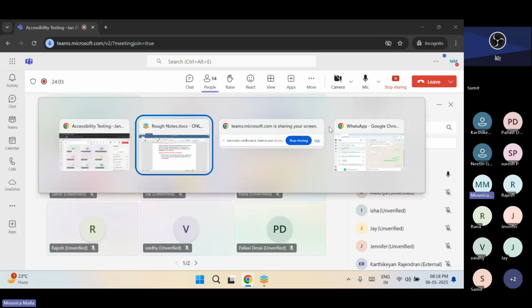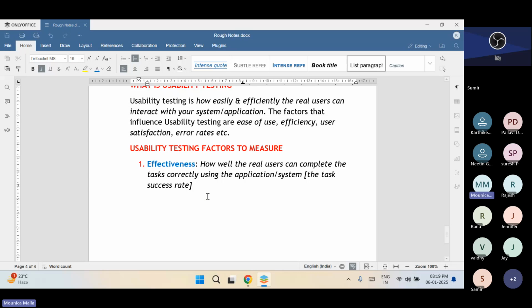Okay, guys, I'll continue. Yeah, so talking about effectiveness, the definition is how well a real user can complete the task correctly, right? Now, this definition is very easy, just that you need to keep that in mind. Now, I would like to take some example, which is a regular, simple example, nothing rocket science over here, to make my effectiveness clear to you guys. So the example scenario I am going to take here is, so I will say this is my example scenario.